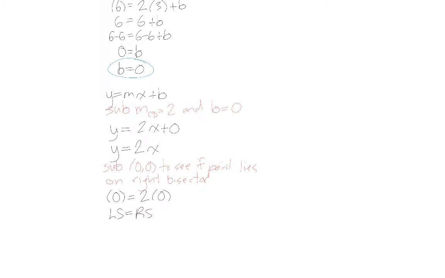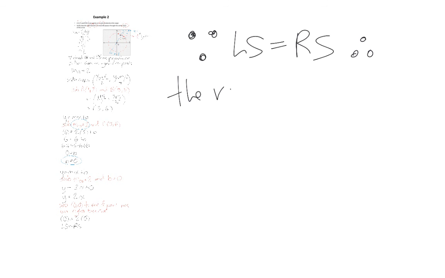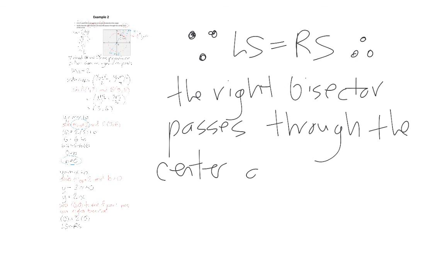Let's zoom out to see all the work that went into this one question. It should be microscopic by now. Let's write a therefore statement. Since left side equals right side, therefore the right bisector passes through the center of the circle.